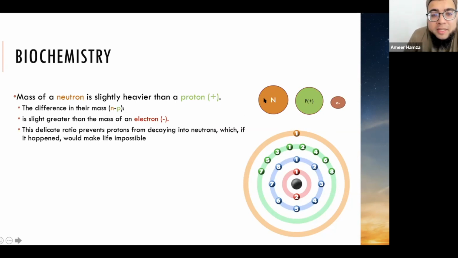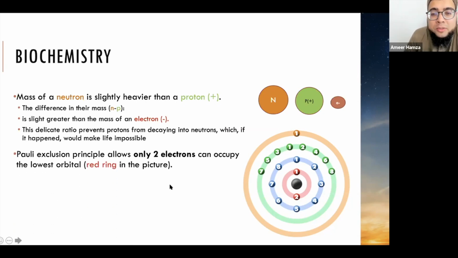There's a principle in chemistry called the Pauli exclusion principle. This principle says only 2 electrons can occupy the lowest orbital, the red ring in the picture. Take a look at it. The closer the ring is to the nucleus, the lower the energy it has. And this principle tells us that only 2 electrons can occupy the lowest orbital, which is the closest ring that you see. And notice it only has 2 electrons.